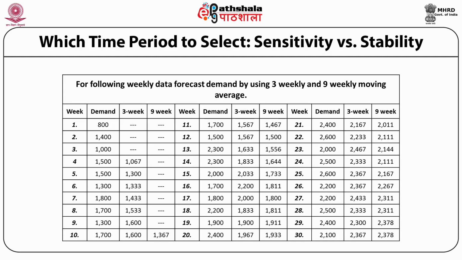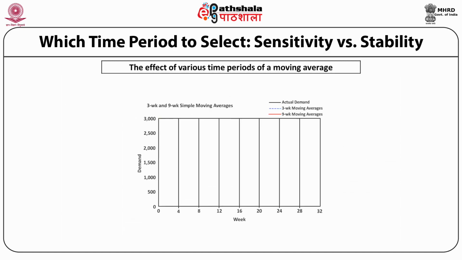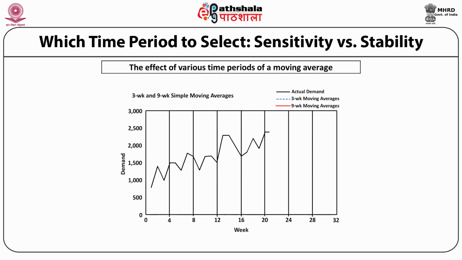For instance, in the last case, the demand for week 30 by using 9 weekly moving average was 2378 units. Now we started off by saying that we want to understand the concept of which moving average or which time period should be used. Now this has been further illustrated by using a graphical representation for the example discussed.